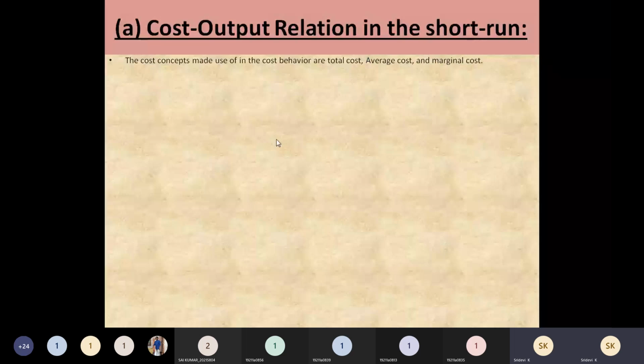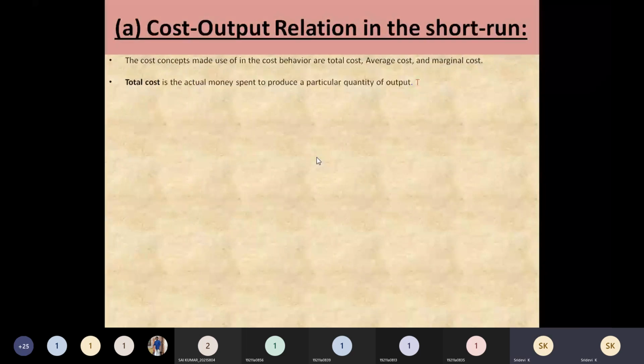Anyhow, to study this behavior of cost, we are going to take into consideration total cost, average cost, and marginal cost. These are the three costs which will be considered to find out the relationship between the cost and the output. As we have discussed previously, how are the total costs calculated? Can anyone say? So what is total cost? Total cost will give you the total amount that you have spent in producing a level of output, right? This you are going to get in short run.